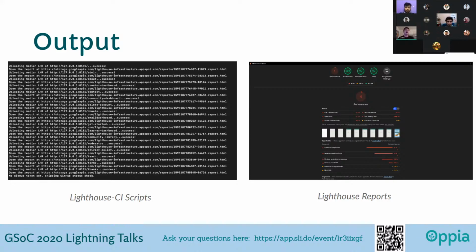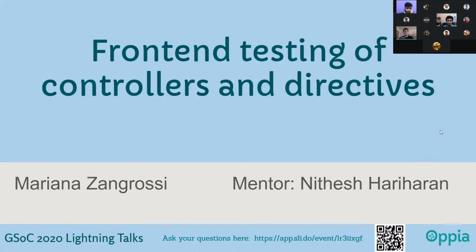Currently, the script essentially collects Oppia's web pages and their URLs, and it generates reports which can be accessed by the links. You can open the report at https://storage. And this is temporary storage where you can look at reports that give you information about the performance, accessibility, and best practices for Oppia's web pages. And that's what I have so far.